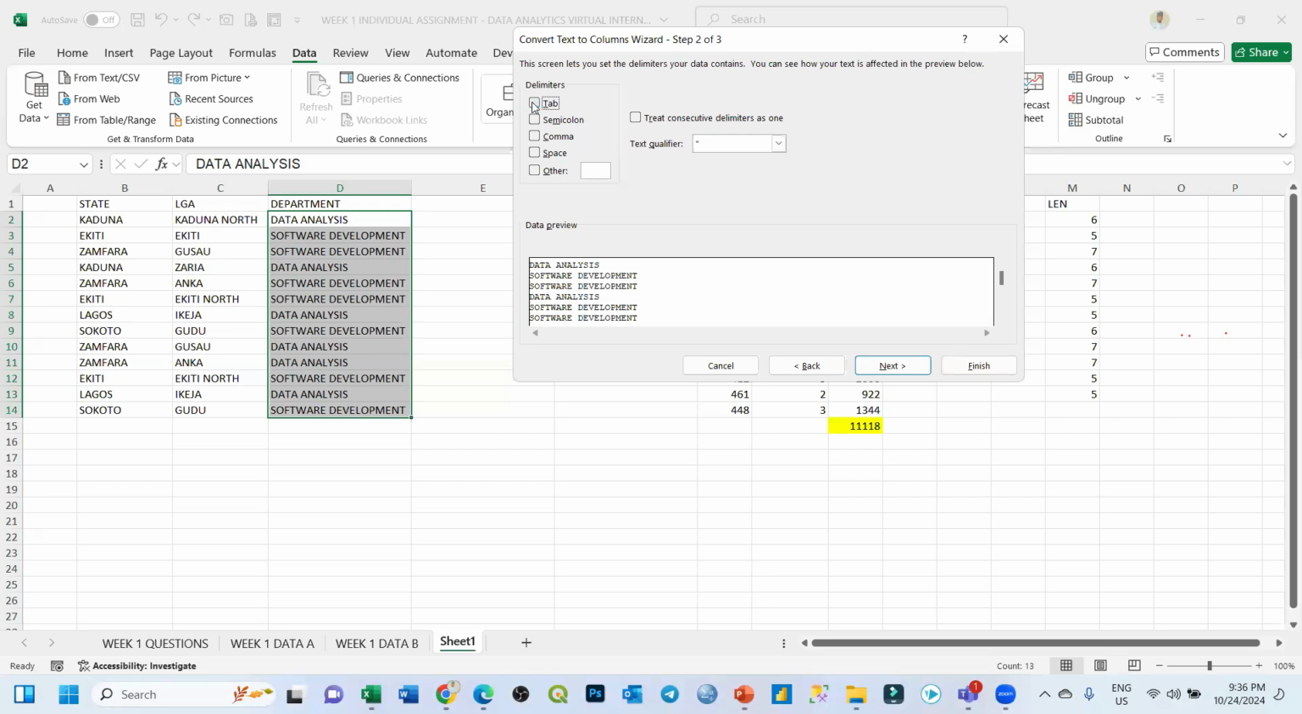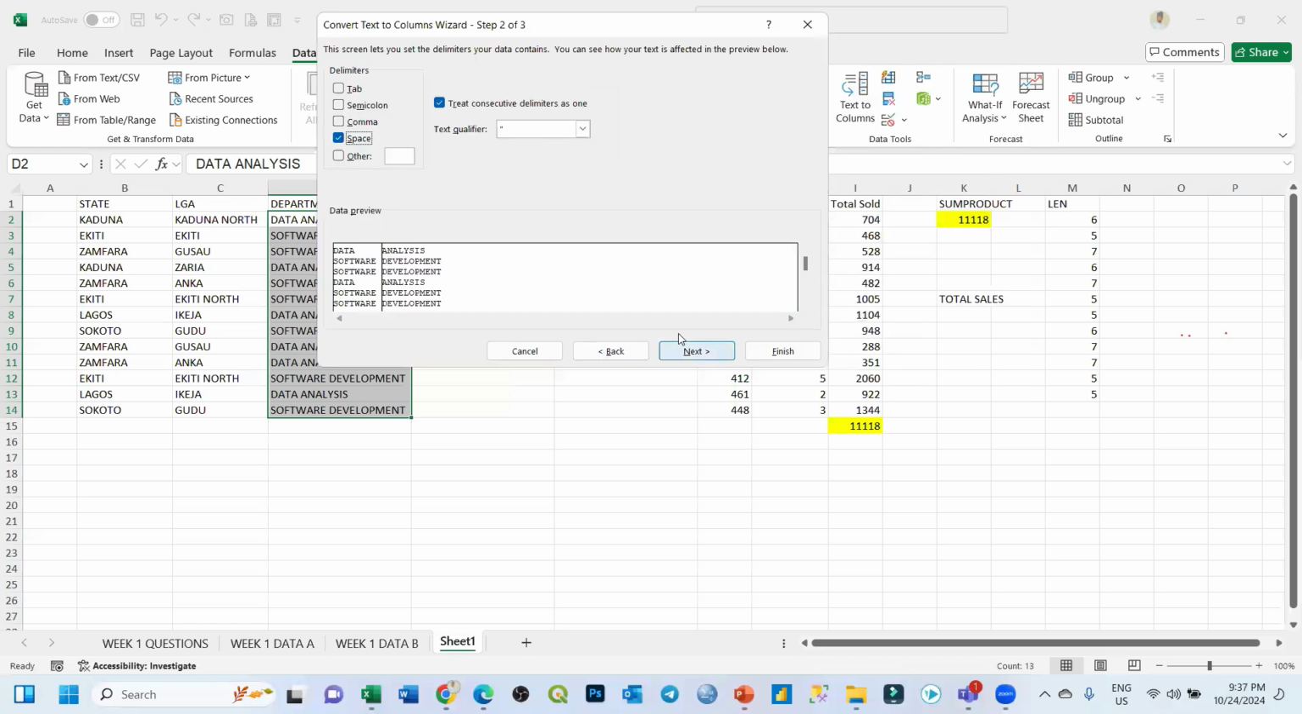So I'm going to untick this tab and click on space. Sometimes it can be any character. So if it is another character, just click here and write the character that separates them. Please, the data that you are going to be given will show different characters. Please write the character that separates the values that you want to separate here. Write it here. But now it is a space. Let's click on space. Then you click on next.